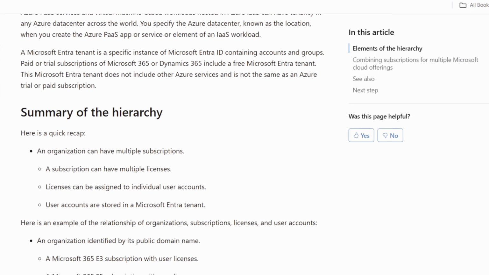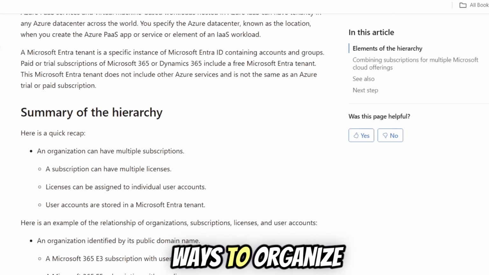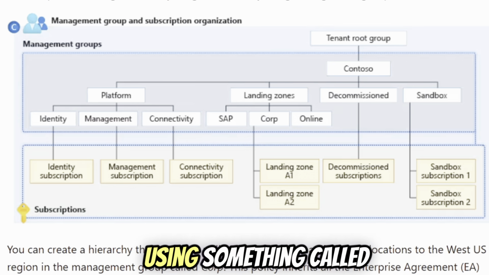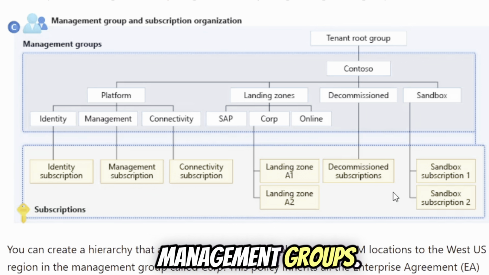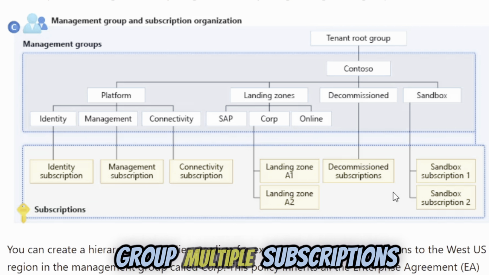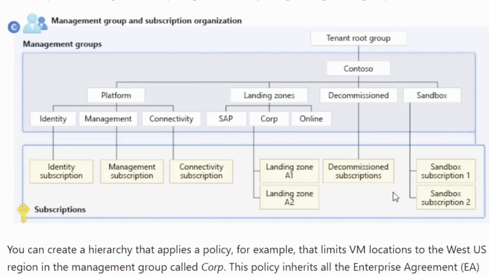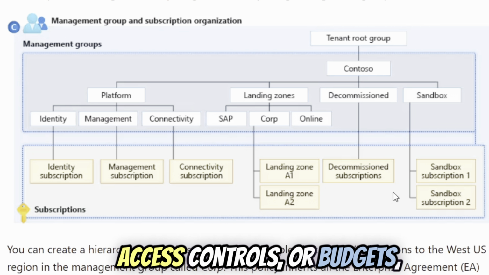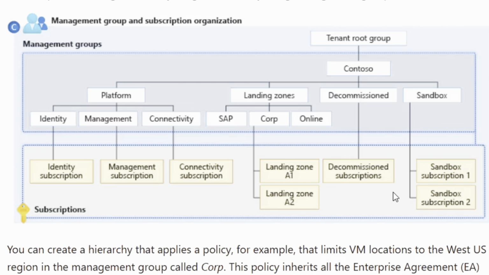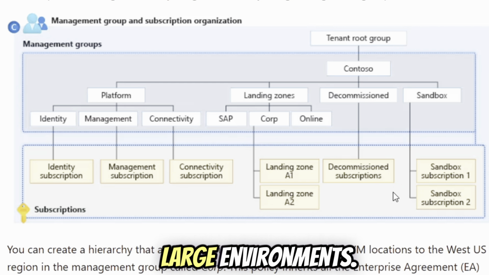However, there are also other ways to organize subscriptions, using something called management groups. Management groups let you group multiple subscriptions together so you can apply policies, access controls, or budgets across all of them at once, making it easier to manage large environments.